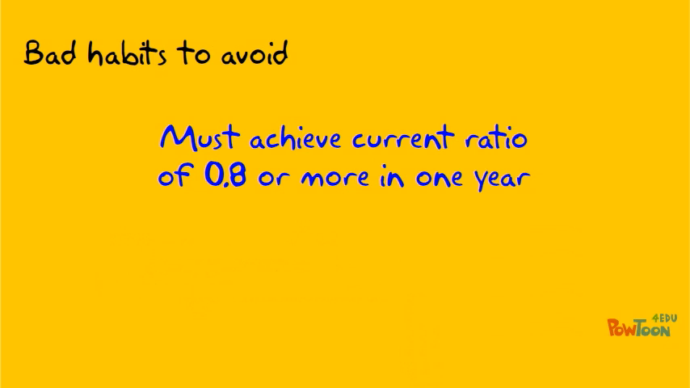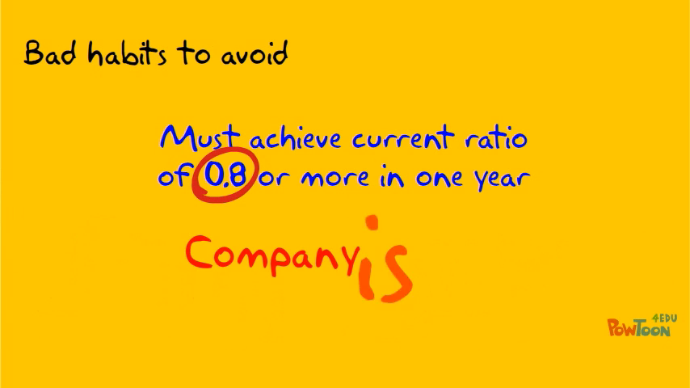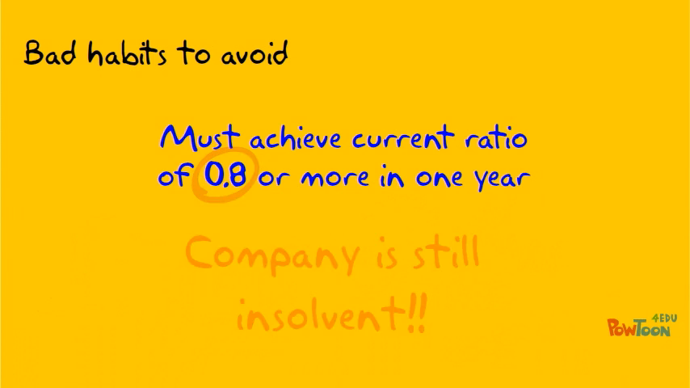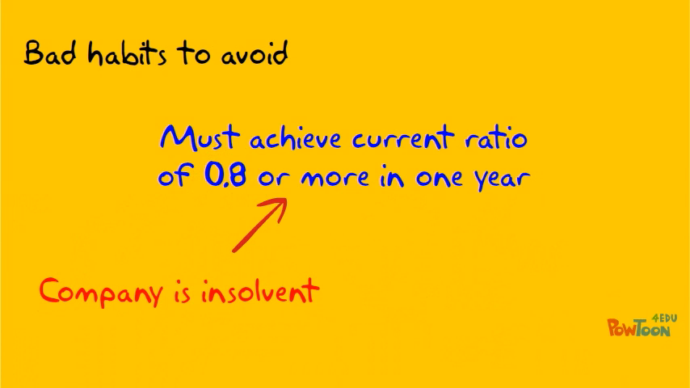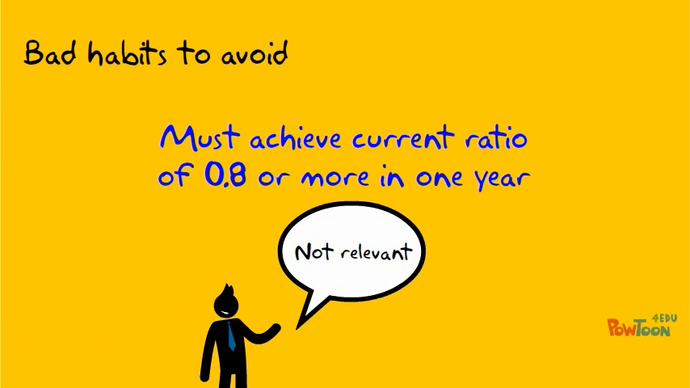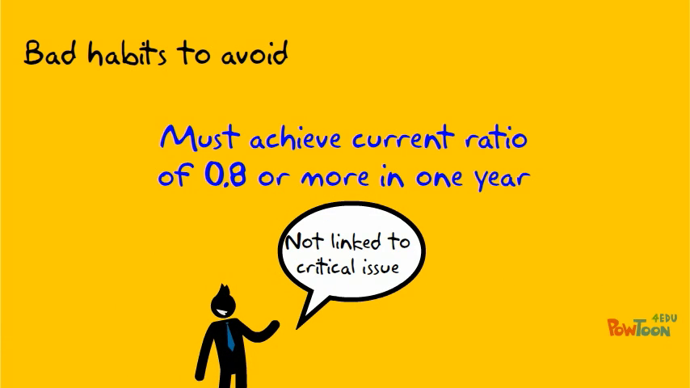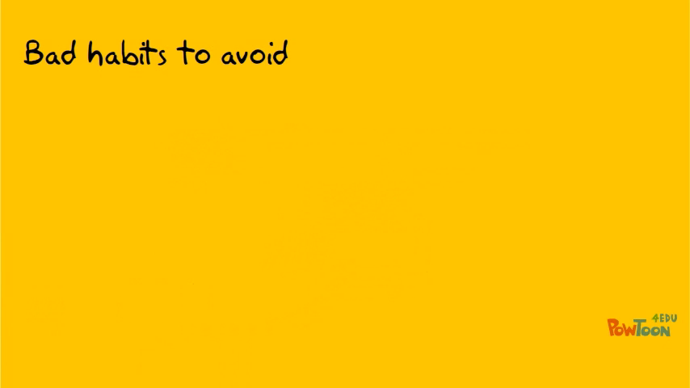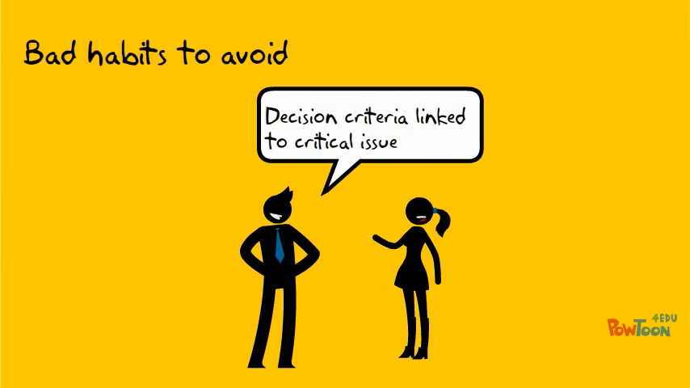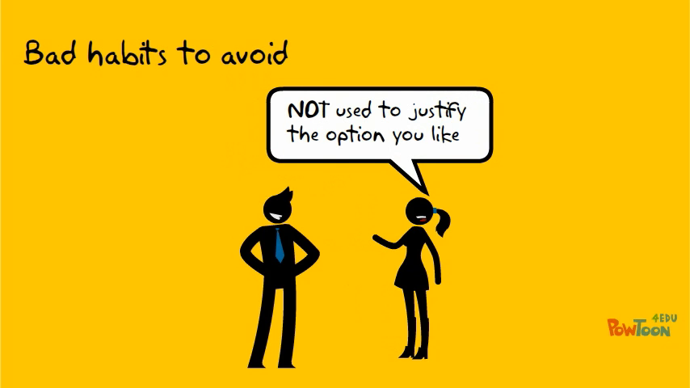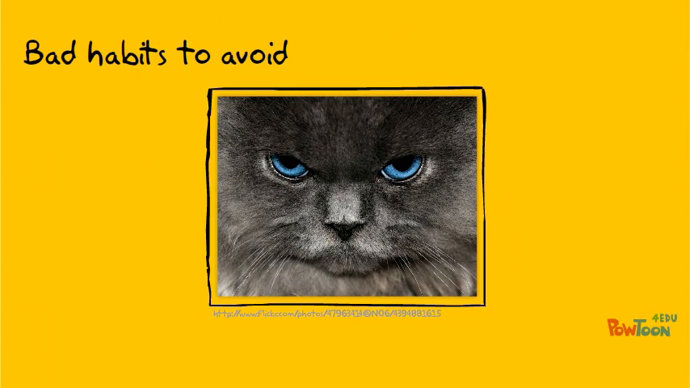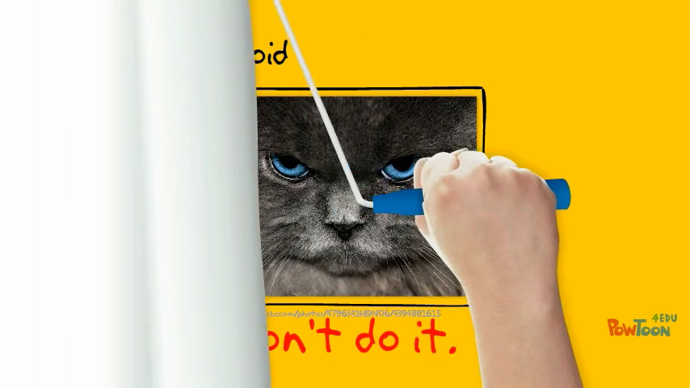You see what's wrong with this example? A current ratio of 0.8 means the company is still insolvent. The critical issue is the company was insolvent, and your decision criteria will ensure that it remains insolvent. Therefore, your decision criteria is missing the R. It is not relevant because it is not linked to your critical issue. So remember, decision criteria get linked to your critical issues. They do not get selected to justify your option. That's a bad habit. They must be linked to your critical issue.